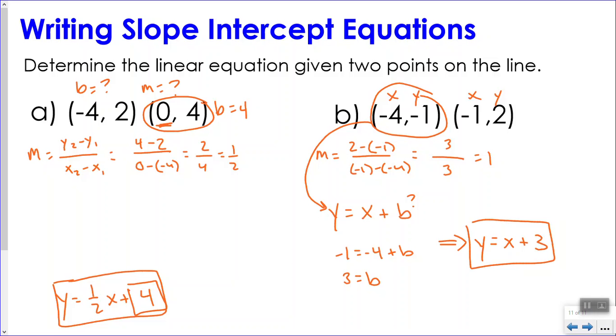Anytime the y-intercept is not one of your coordinate pairs, you have to take the second step of solving for b. You can't just randomly put a number in. You have to show your work that you have algebraically proved that that is your y-intercept.